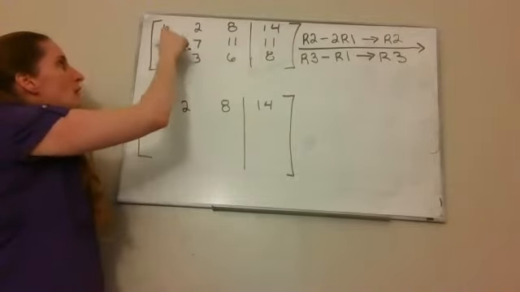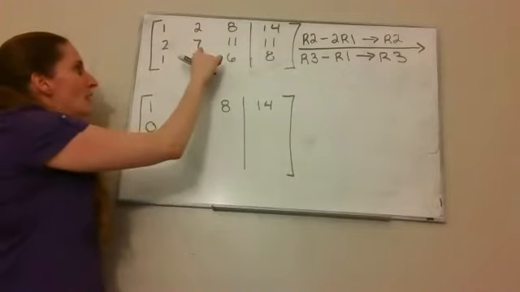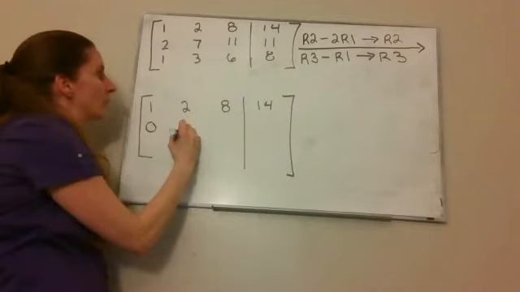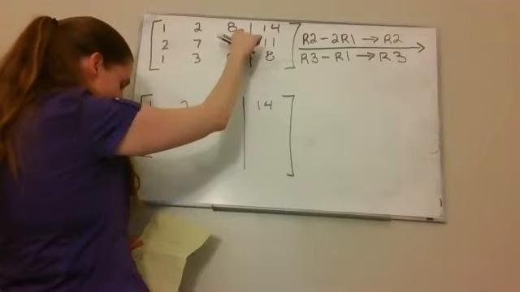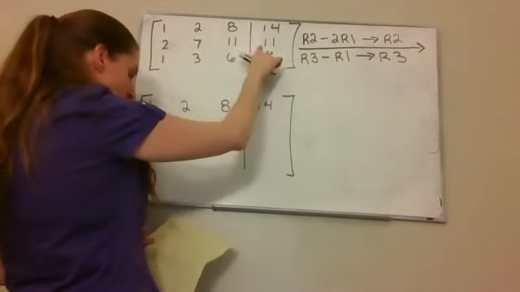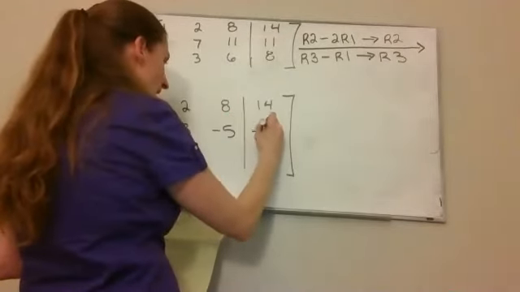2 minus 2 times 1 is 0. 7 minus 2 times 2 is 3. 11 minus 2 times 8 is negative 5. And 11 minus 2 times 14 is negative 17.